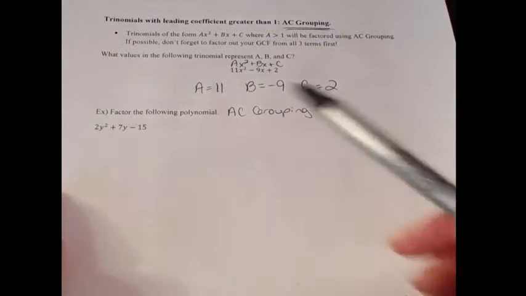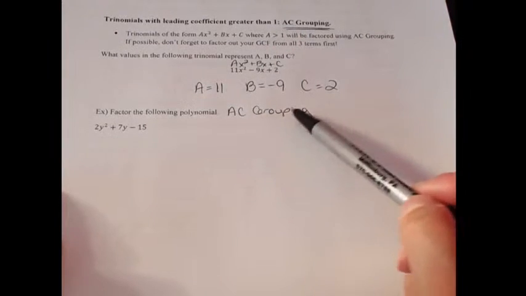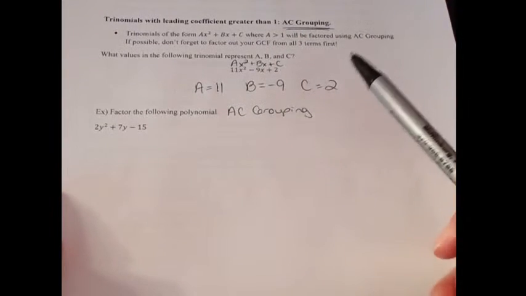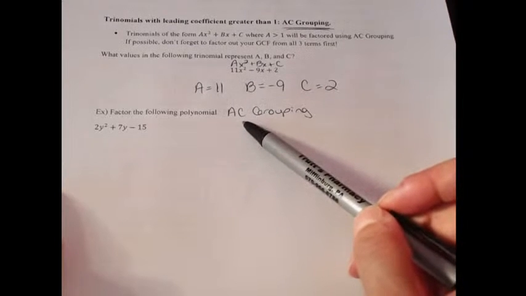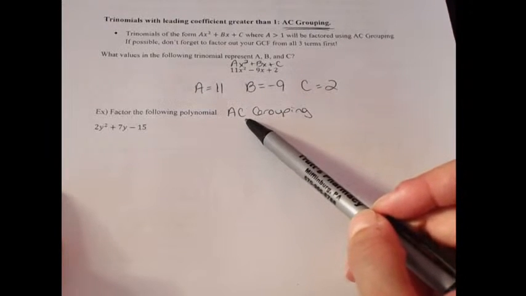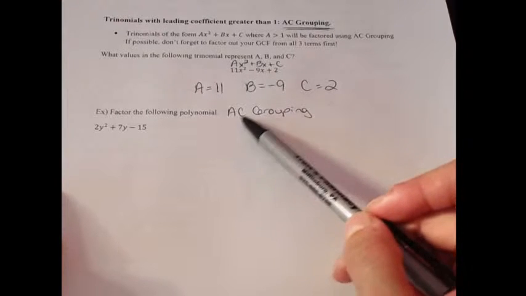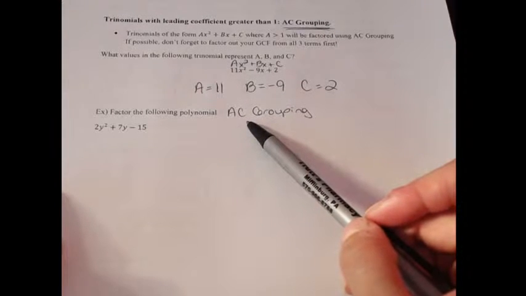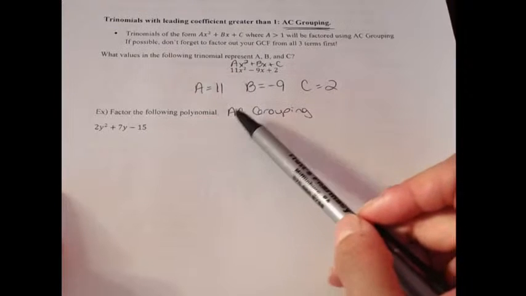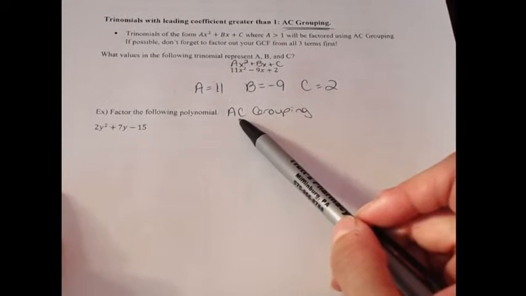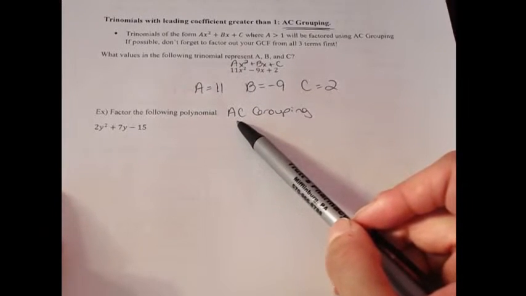Now check this out. The name itself tells you what to do. AC. This is not A plus C. This is not A minus C. This is definitely not A divided by C. So when A and C are connected like this, that means multiplication.